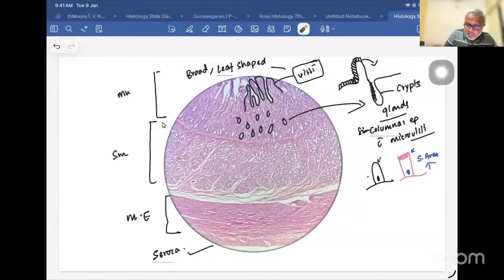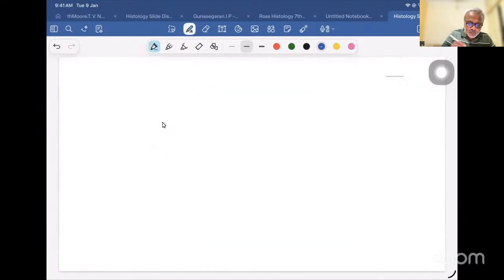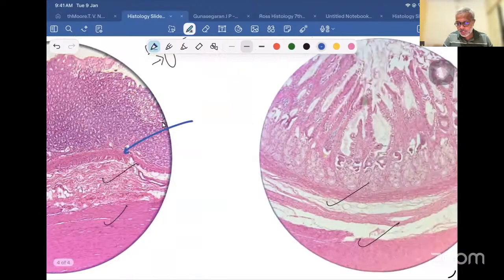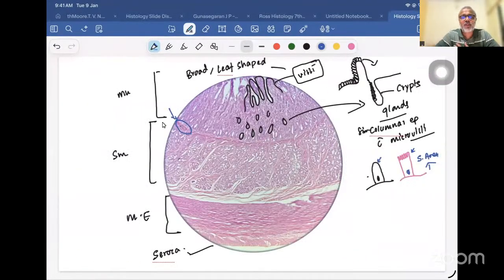Then the thin muscularis mucosa, if you observe, is clearly visible here. Can you see this layer? This is the muscularis mucosa, which forms a clear demarcation between the mucosa and submucosa. We will go back to the slide of the stomach. Here also we had a very peculiar muscularis mucosa, right? If you observe here, here also there is a very peculiar muscularis mucosa, right? Now, this muscularis mucosa is a layer of smooth muscle which will separate mucosa and submucosa.